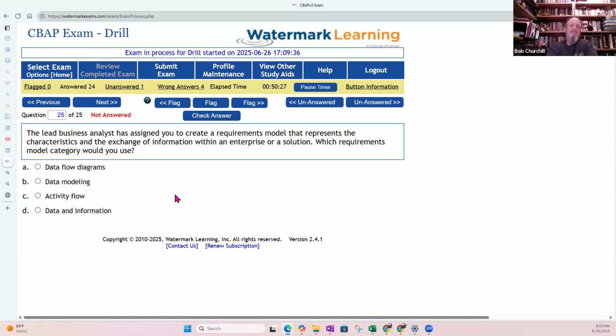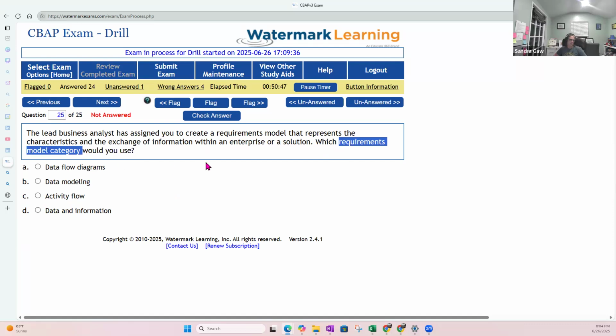All right. Last question of the night. The lead business analyst has assigned you to create a requirements model that represents the characteristics and exchange of information within an enterprise or a solution. Which requirements model category would you use? So it's asking for this thing right here, to represent characteristics and exchanges of information within an enterprise or solution. So would this be a data flow diagram, data modeling, activity flow, or data and information?